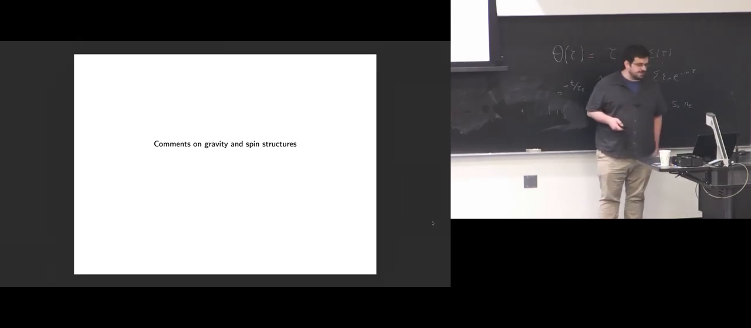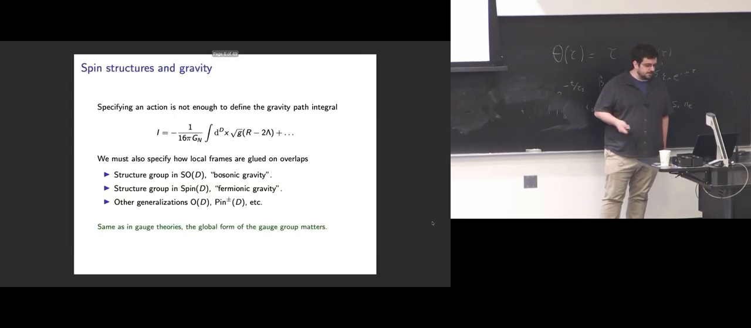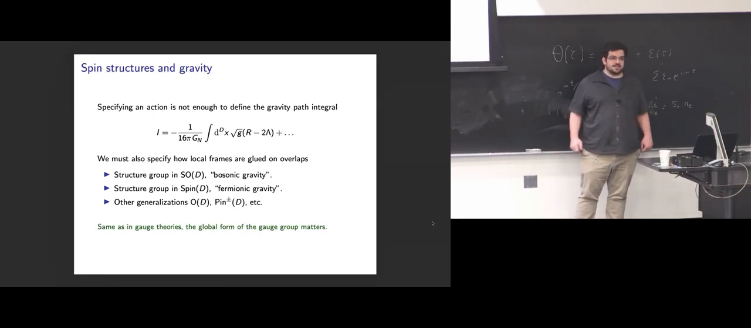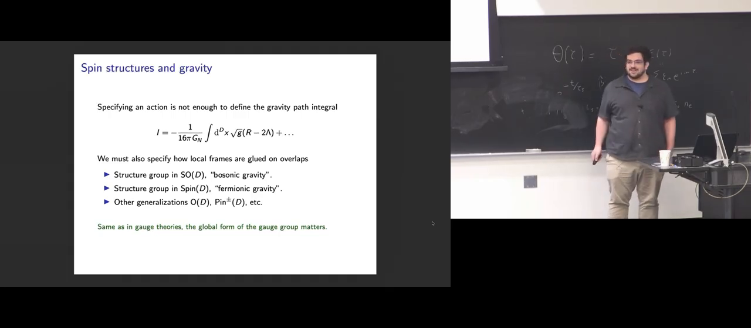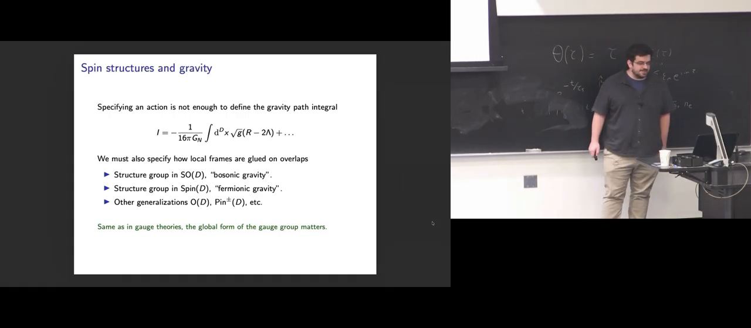Okay, before I jump into 3D gravity, let me make some general comments about gravity and spin structures. Usually when we talk about gravity and we say we have Einstein gravity, we describe it by saying that the action is the integral of R, maybe minus 2 lambda if you have a cosmological constant. But this is not enough information to uniquely define the theory of gravity.